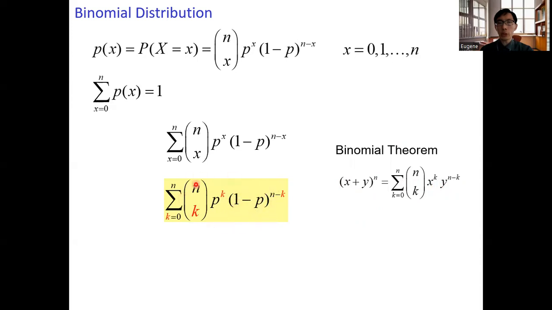So this summation should sum up to x plus y raised to the power n. In our case, x equals p and y equals 1 minus p. So we get p plus 1 minus p raised to the power n. And then simplifying the expression, we get 1. So we prove that the summation for x equals 0 to x equals n of the binomial distribution PMF equals 1.